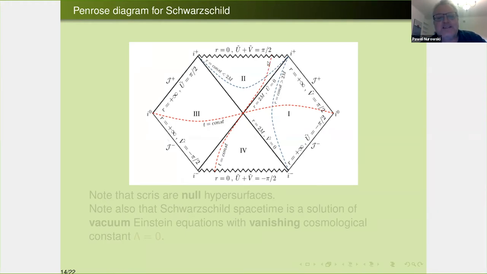And then it was proven by Kruskal that if you want to maximally analytically extend this, then you get other regions like this, essentially a reflection of region one in here and region two in here. And so that's the Penrose diagram for the conformal compactification of the Schwarzschild solution in its maximally extended version. And again, here you have scri plus, scri minus. Here is a horizon. Here is a horizon.